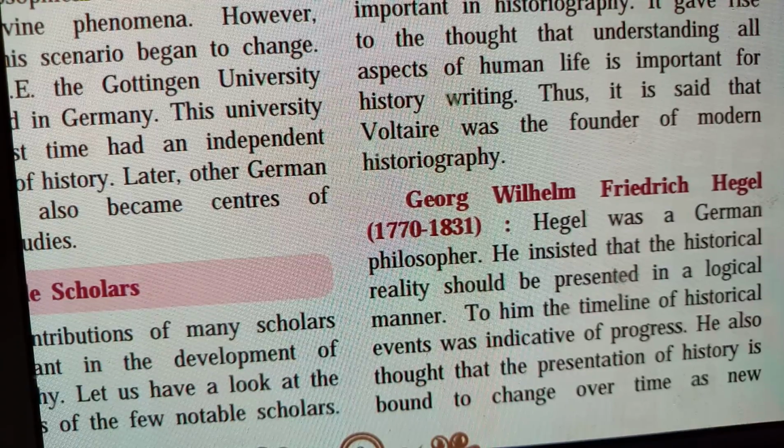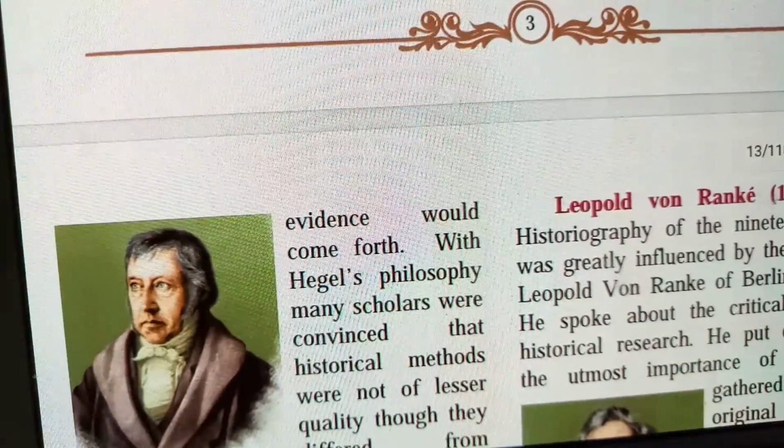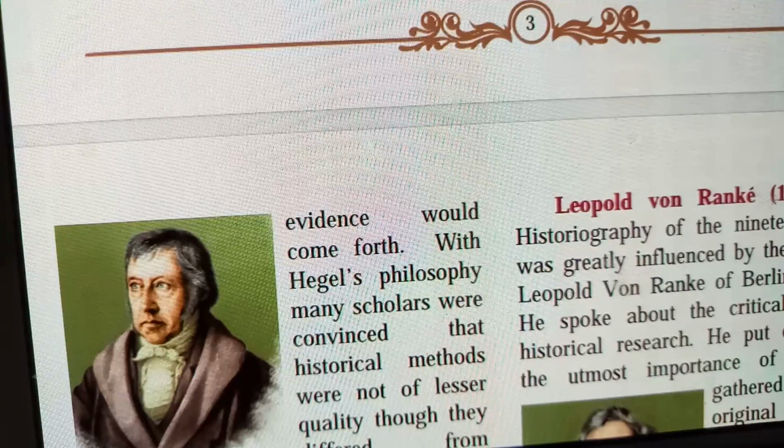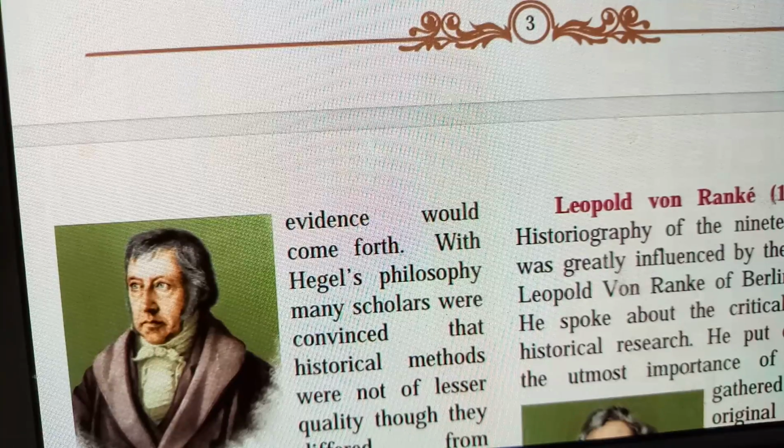He also thought that the presentation of history is bound to change over time as new evidence comes forth. So he is telling that whatever new history information we are showing now can turn out wrong in the future. Why? Because if a historian expert comes in contact and researches that information and proves me wrong, then my information will be wrong. So anyone can come and call my laws wrong.